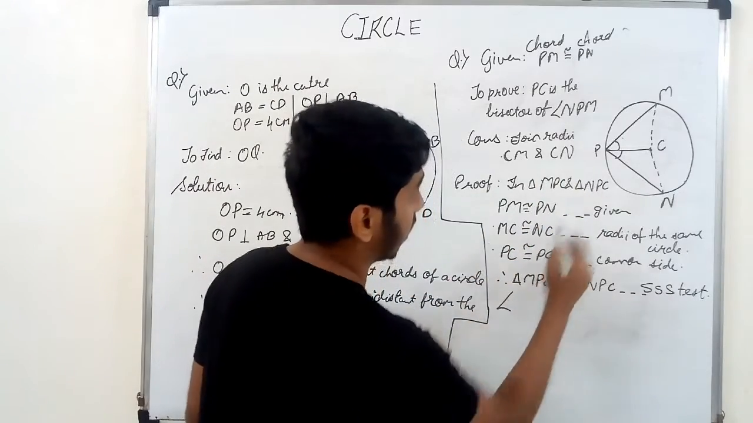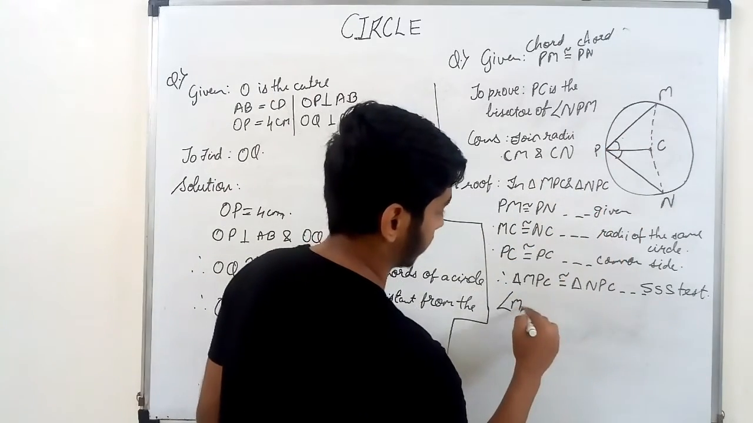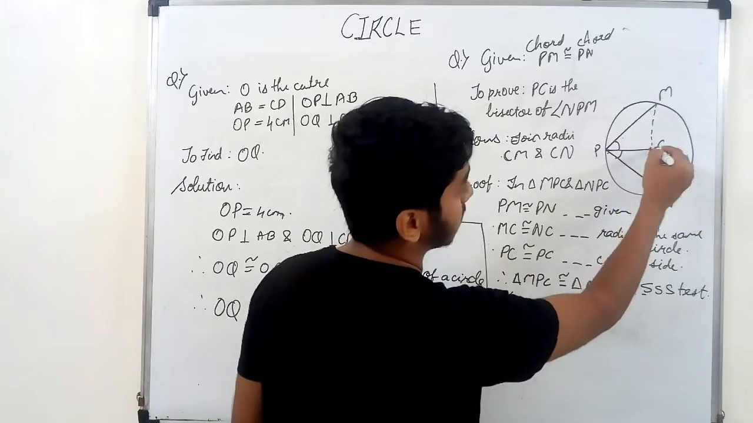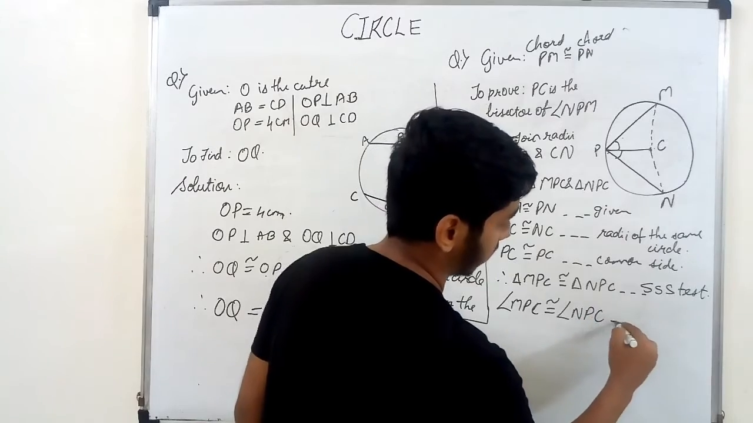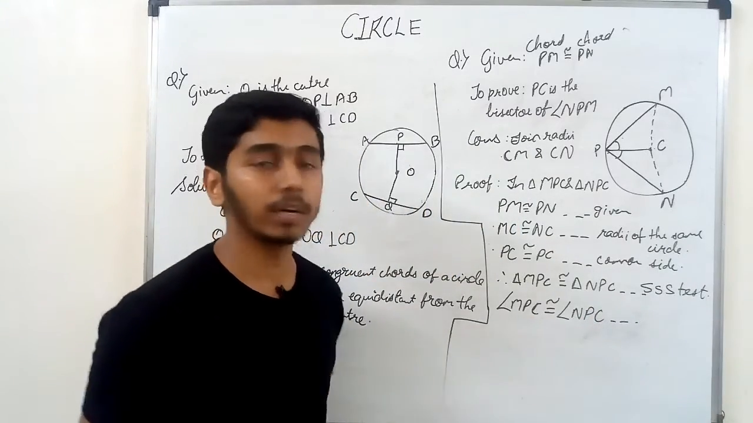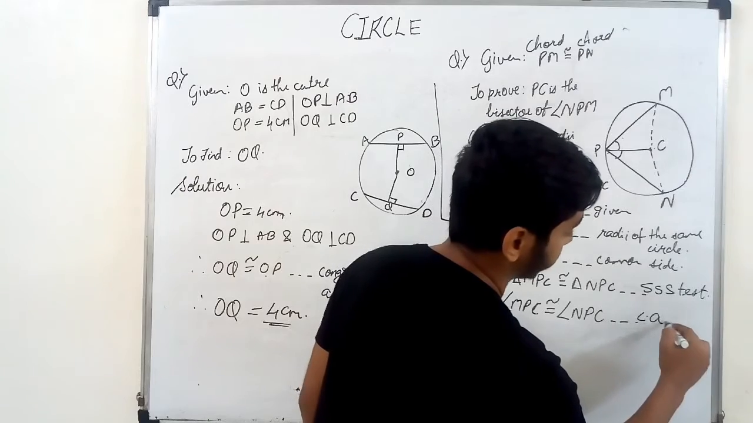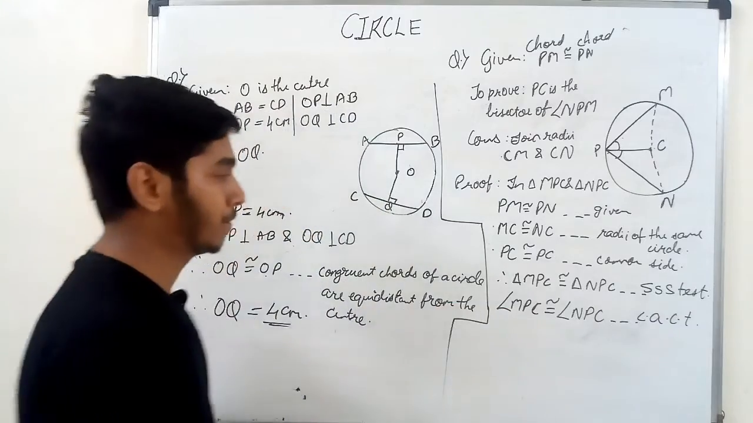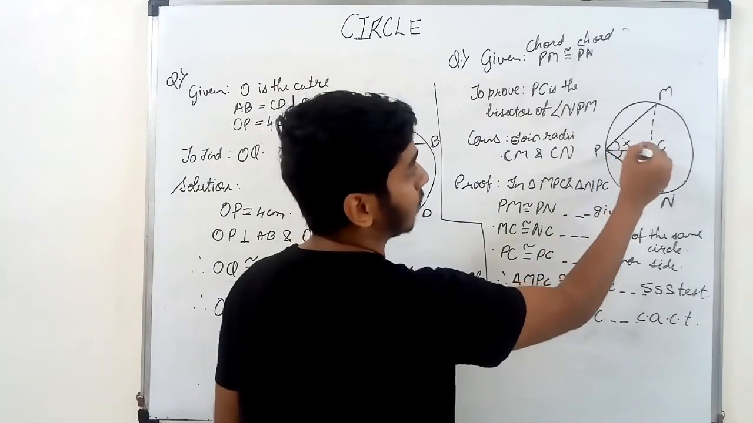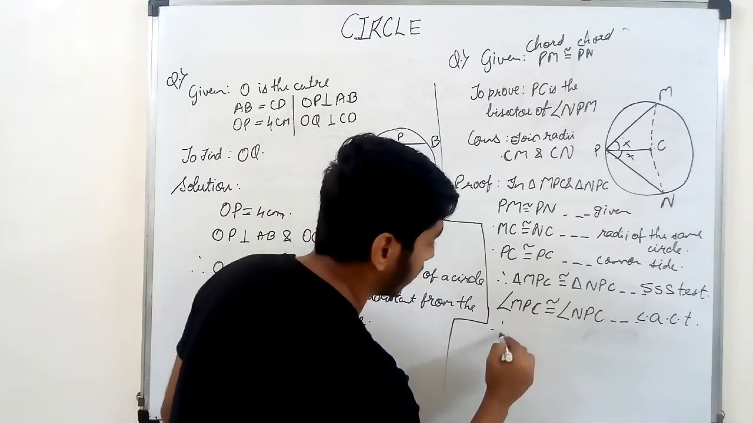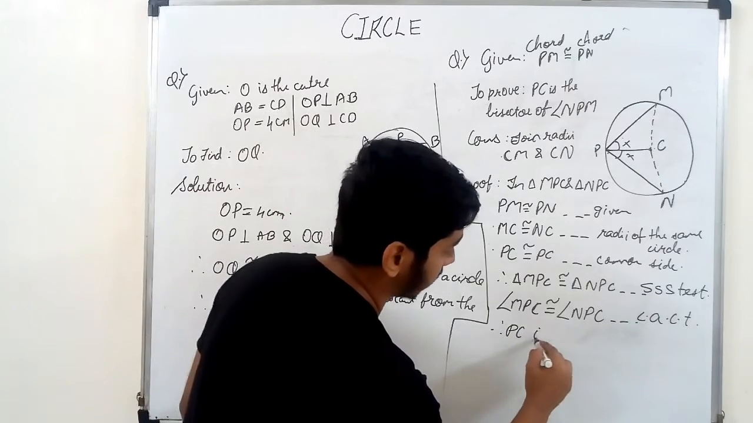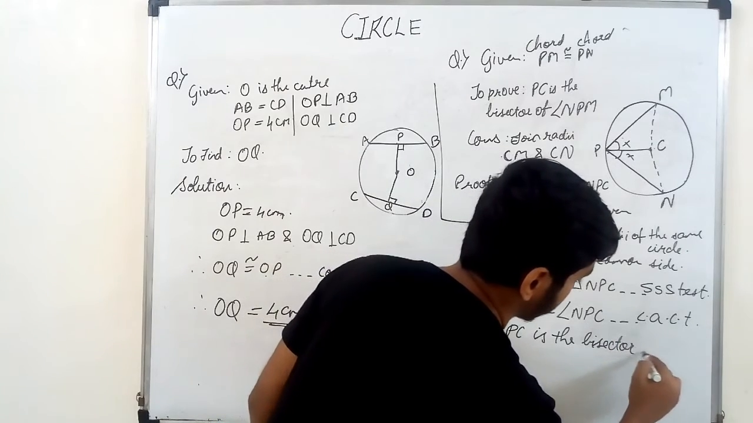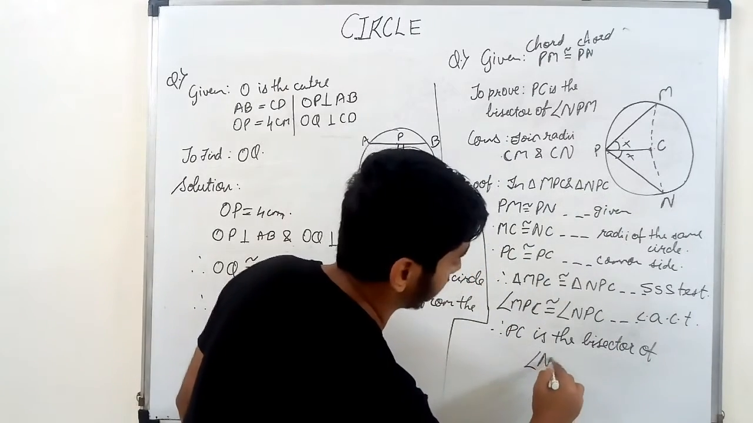Therefore, we can say angle MPC is congruent to angle NPC. Correct? What will be the reason for these two to be congruent? Again, CACT, corresponding angles of congruent triangles. Therefore, since these two angles are congruent, we can say that PC is the bisector of angle NPM.